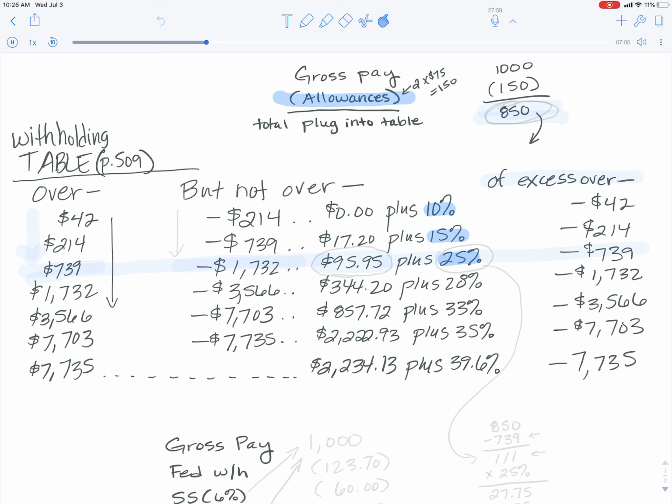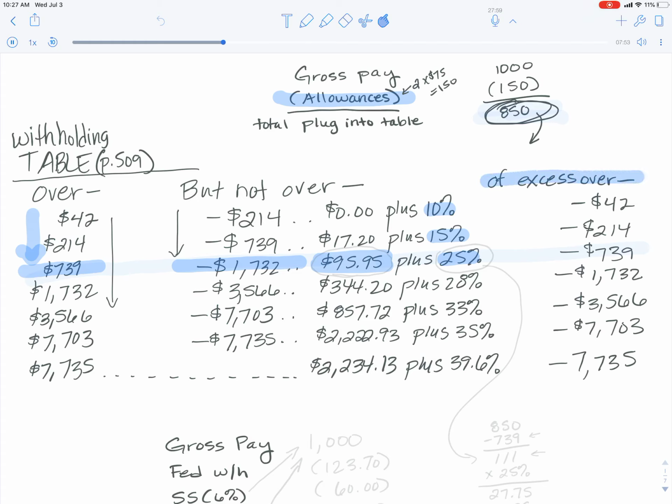And you look at how much is my pay after I take out my allowances. So we're not taking out taxes yet. And you see that $850 is over $739, but not over $1,732. So what the IRS has done is they said the taxes on these previous 2 brackets, since we skipped ahead to number 3, is $95.95. So all the taxes on the first $739 has already been calculated for you. So all you have to do is calculate the taxes that are on the income over $739.